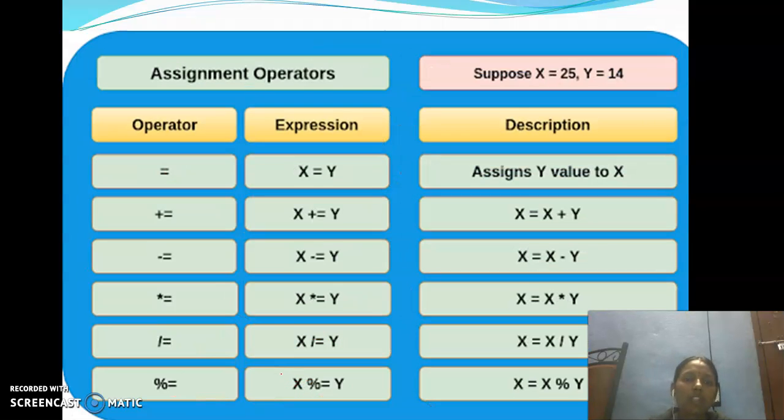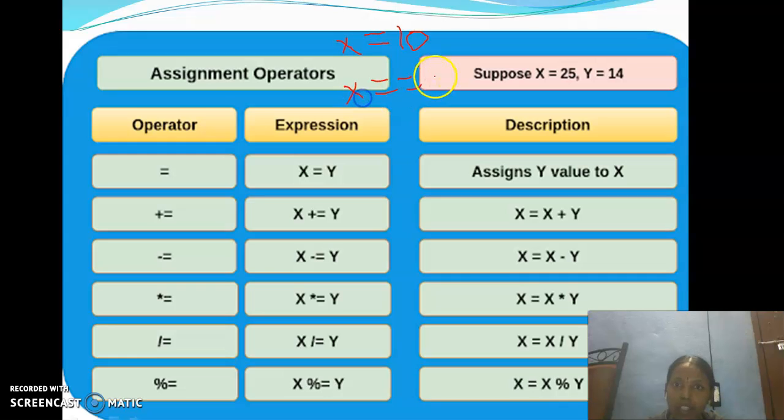Next we discuss the assignment operators. Assignment operators are nothing but the equality operator, plus equals to, minus equals to, star equals to, division equals to, modulus equals to. What is meant by assignment? Here first everyone understood equals to and double equals to. So what is the difference between these two? Now if I am writing x is equals to 10 over here, what is the meaning of this? The value of 10 we are assigning to x.